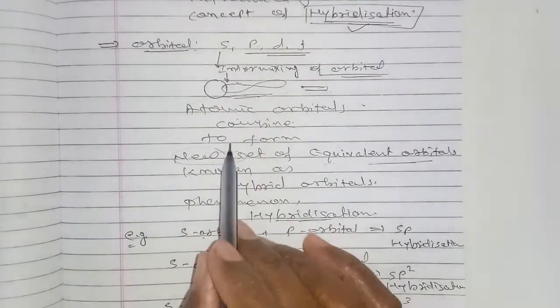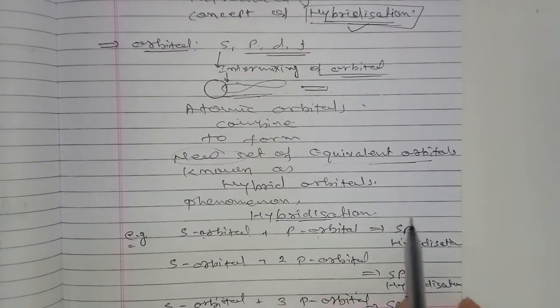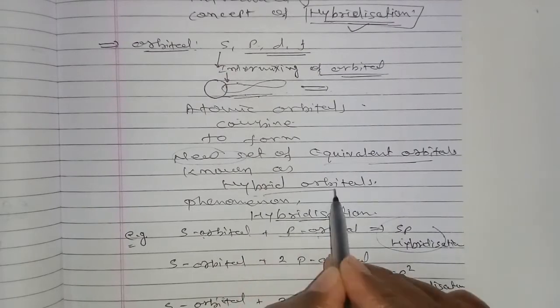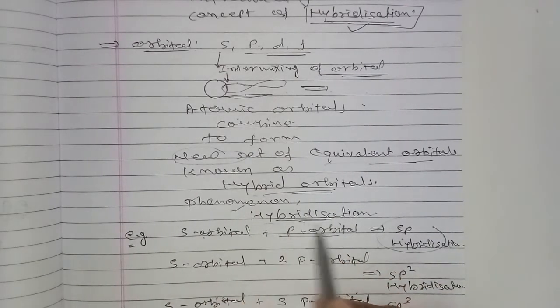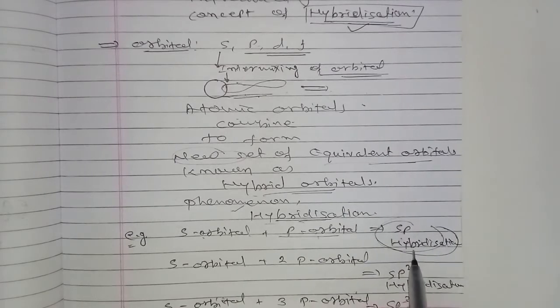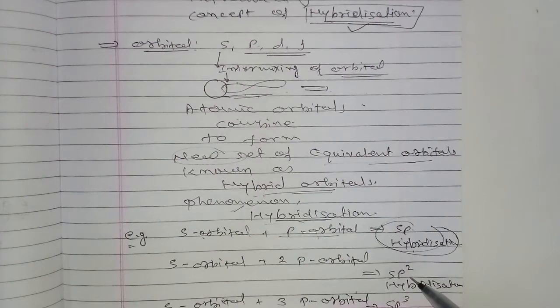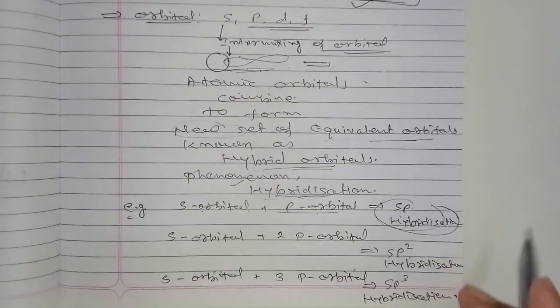Atomic orbitals recombine to form a new set of equivalent orbitals called hybrid orbitals, and the phenomenon is called hybridization. Hybridization like sp hybridization, sp2 hybridization, sp3 hybridization, etc.